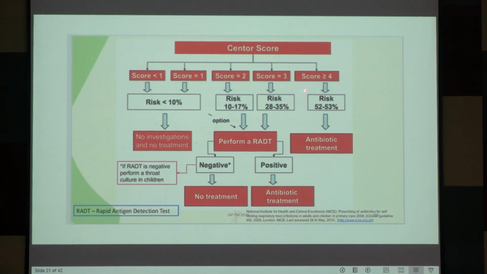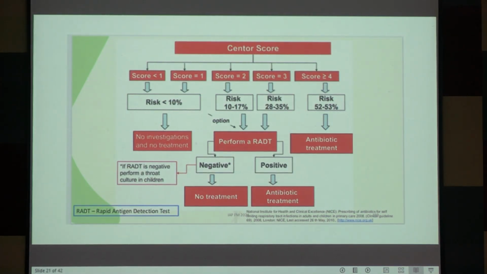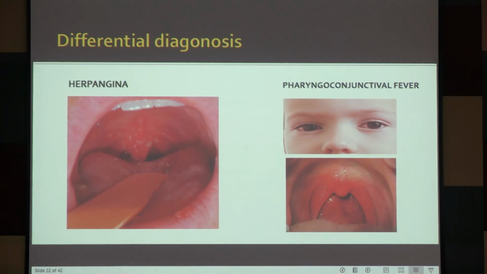And score 4, there is high risk, so antibiotic will be given. When all four signs and symptoms are present, then antibiotic will be given immediately. And another thing, if the rapid antigen detection test is negative, then throat culture should be performed because that is more specific. Differential diagnosis: what are the other conditions that present with the same signs and symptoms?